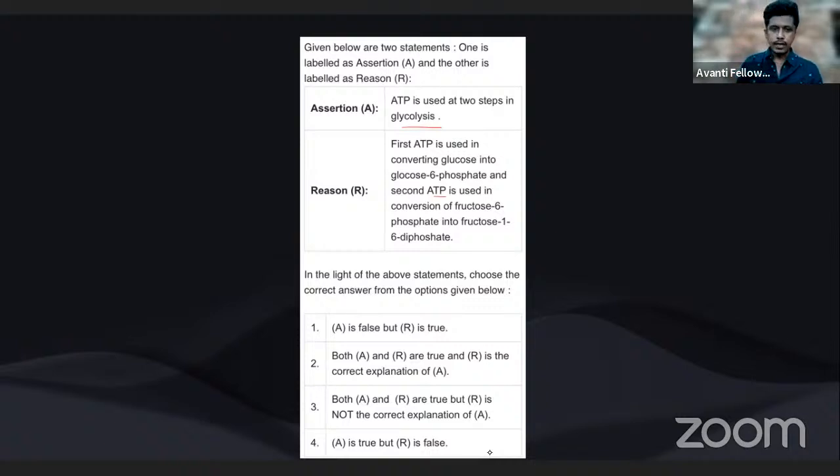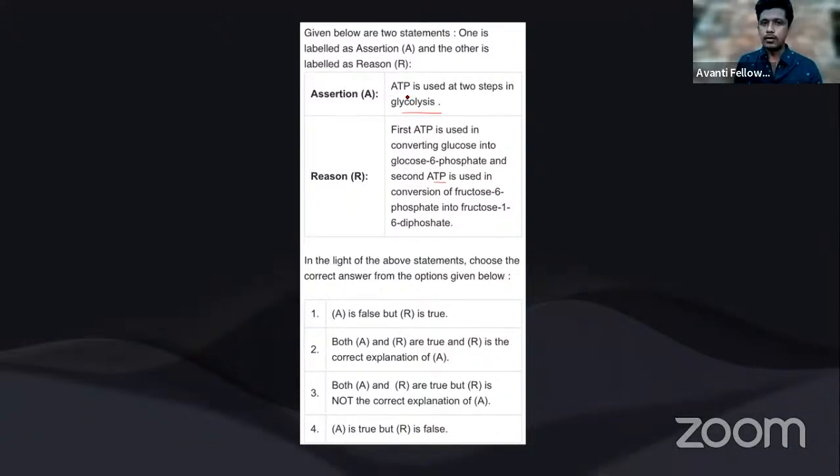So let's not kill much time. I will just try to help you with this question so that the next question becomes quite smoother for us. So the assertion says two ATP molecules are used in glycolysis. Yes, this is the investment that we are going to do during the process of glycolysis. I told you guys, when we have glucose, right?